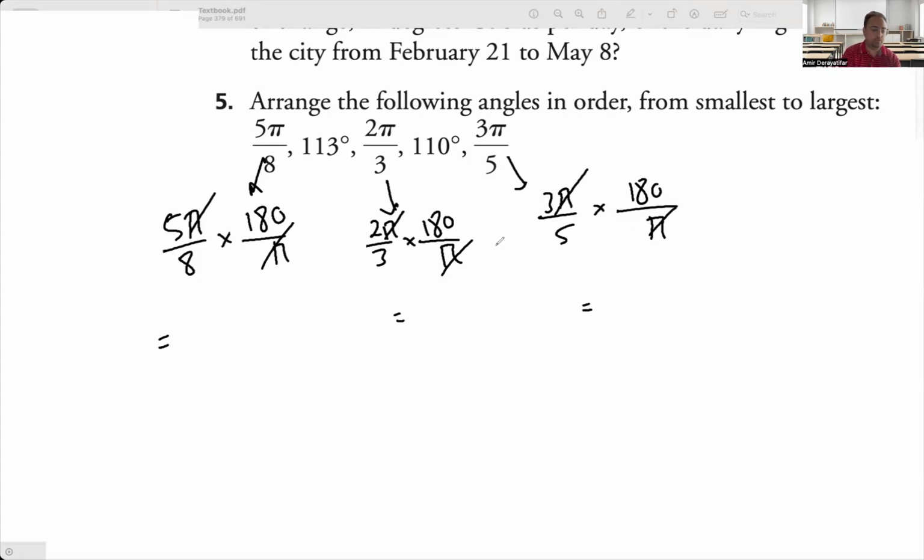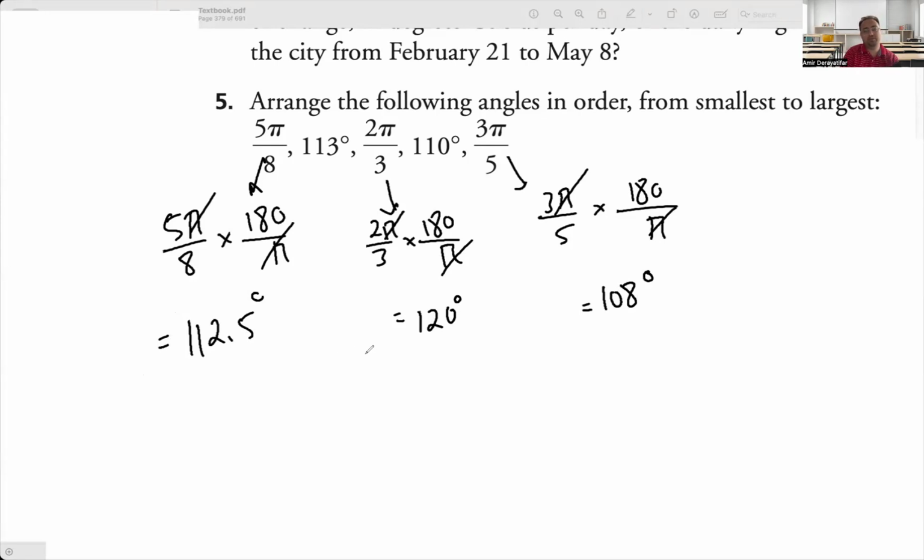So that is what? 5 times 180 divided by 8. That is 112.5. 2 times 180 divided by 3, that is 120 degrees, right? And then 3 times 180 divided by 5, that is 108 degrees.